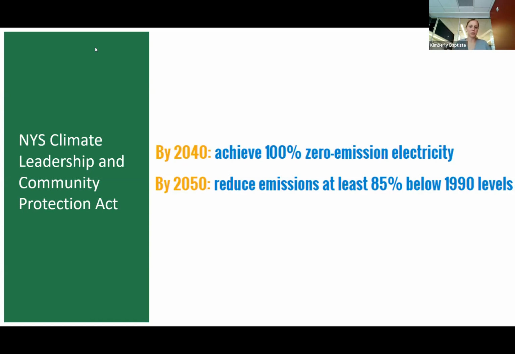And so those goals on your screen are from the actual New York State goals. So by 2040, achieving 100% zero emission electricity, and by 2050, reducing emissions at least 85%. But again, their baseline was 1990 levels, as opposed to where we're starting at 2019 levels.